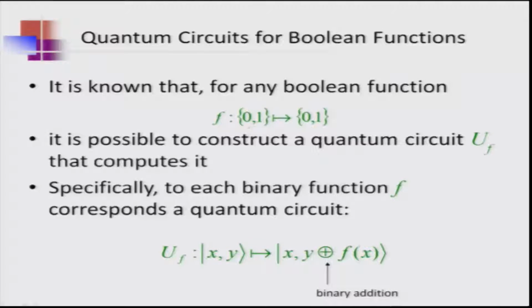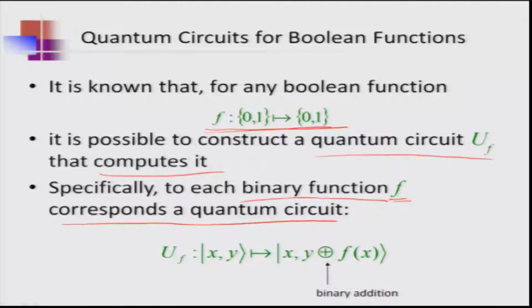It is known that for any Boolean function we can write a circuit which will look like this. The function corresponds to a Boolean 0 1 going to its corollary 0 1. It is possible to construct a quantum circuit with a unitary function U of f that computes this. Specifically, to each binary function f corresponds a quantum circuit.